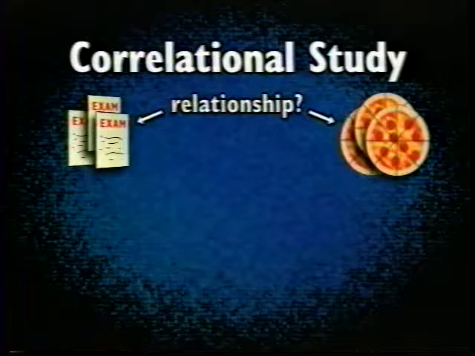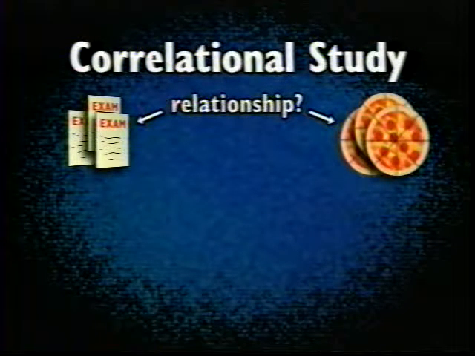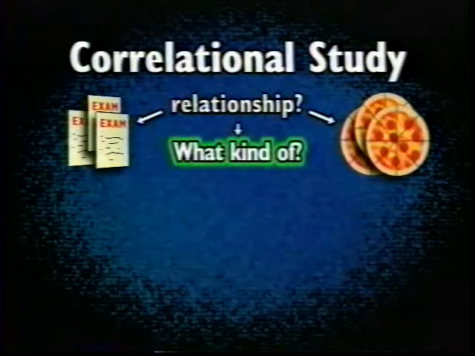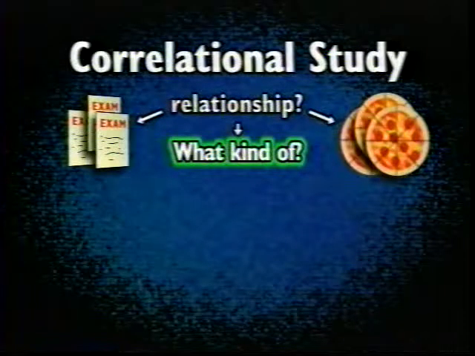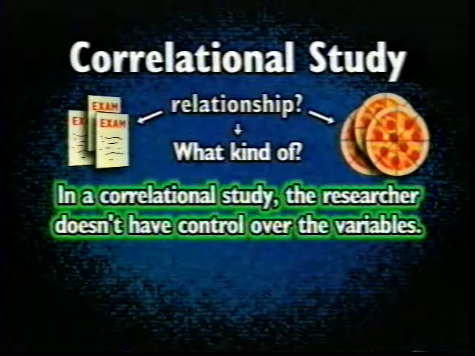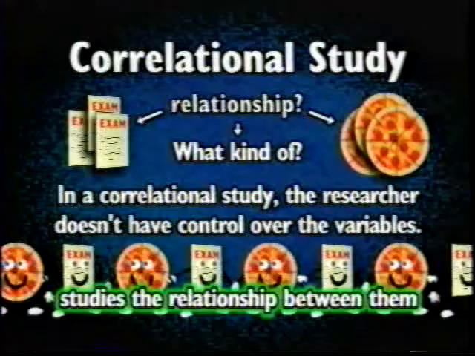The researcher can't control how many exams are given or how many pizzas are sold, but she can see if there's a relationship between the two, and if so, what kind of relationship it is. So, in a correlational study, the researcher doesn't have control over the variables, but just studies the relation between them.